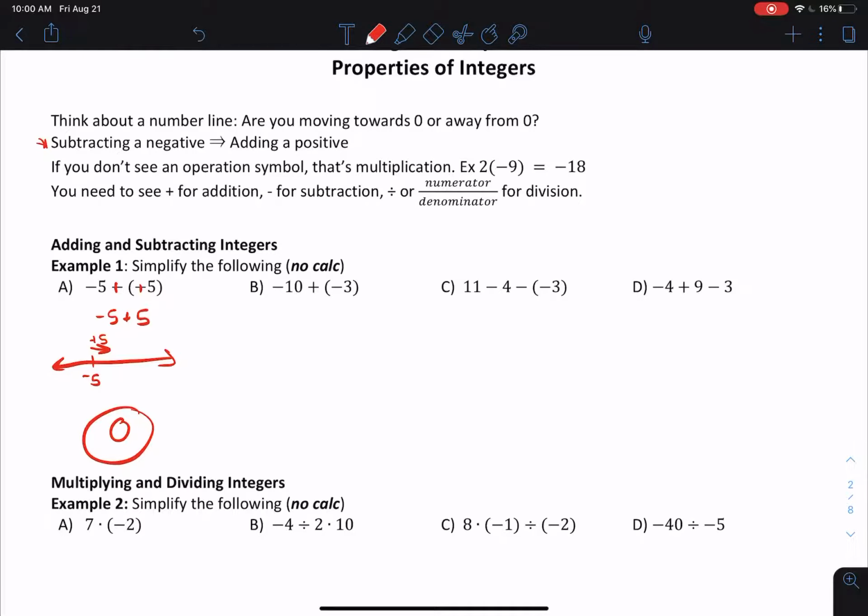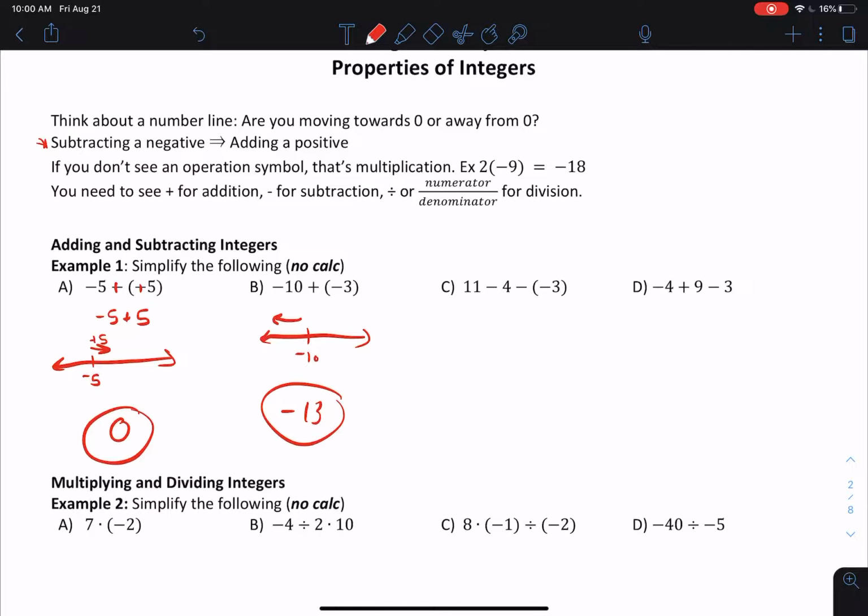Okay, next is -10 plus -3. So I'm starting at -10. I'm adding a negative to it, so I'm going away from 0. So that's going to be -13.